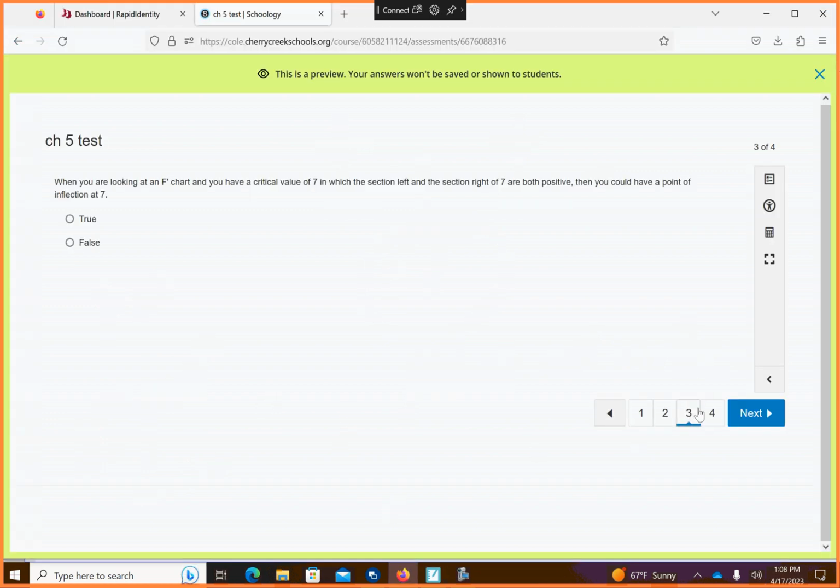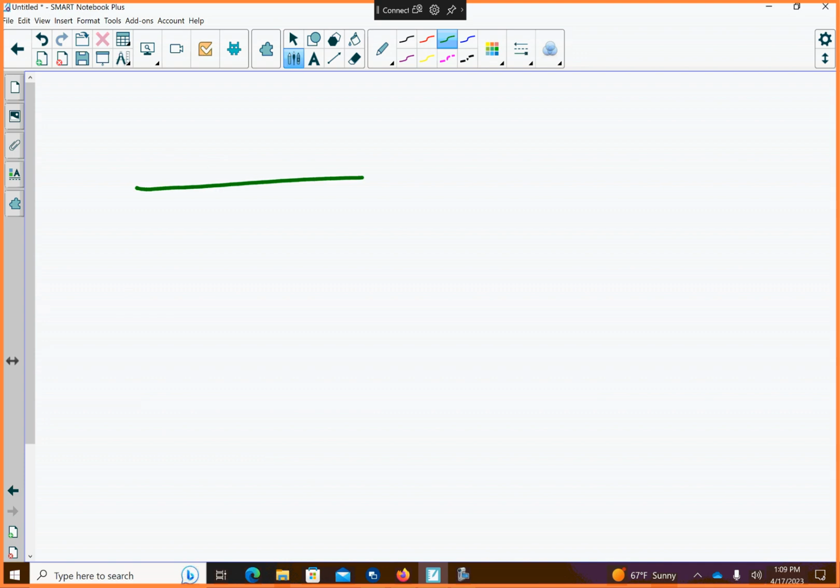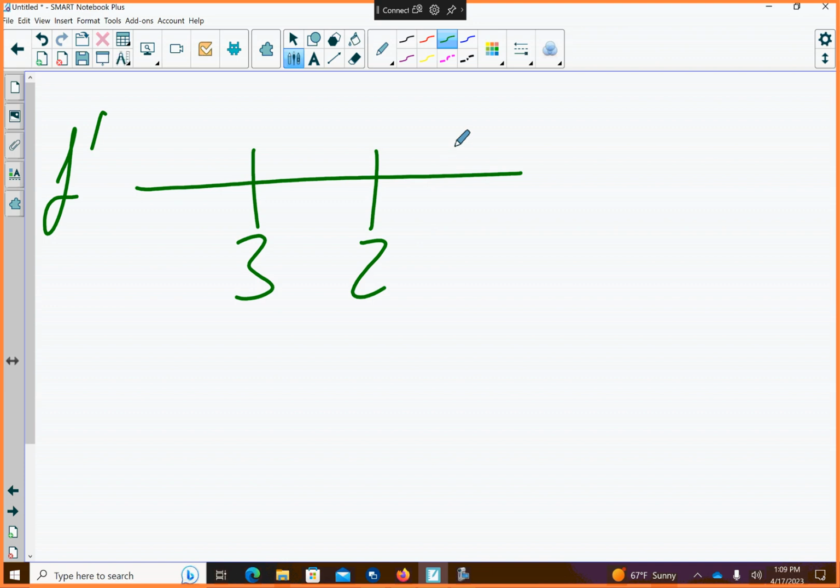And then I think the fourth question was, if the F prime line has critical values at -3, 2, and 5. So let's write that. So let's make sure we can answer this question. So this is an F prime chart, and I have -3, 2, and 5. And this is positive, this is negative, this is negative, this is positive. What can you tell me about -3?